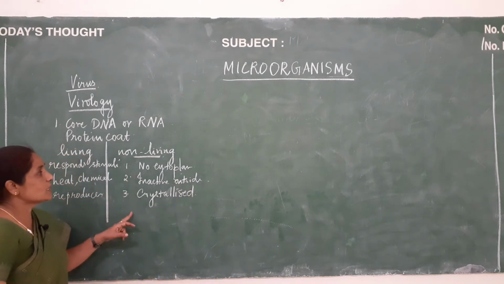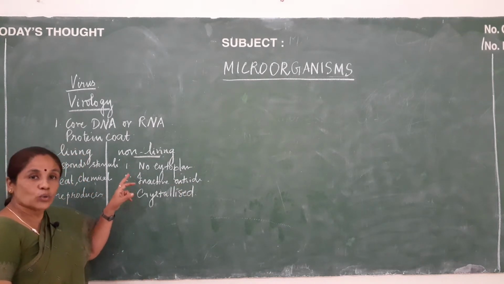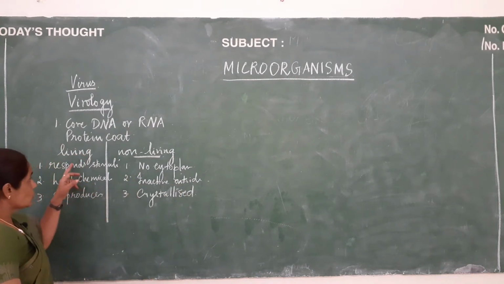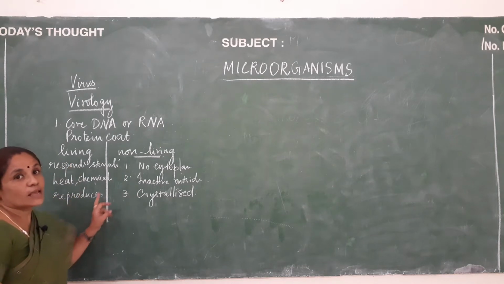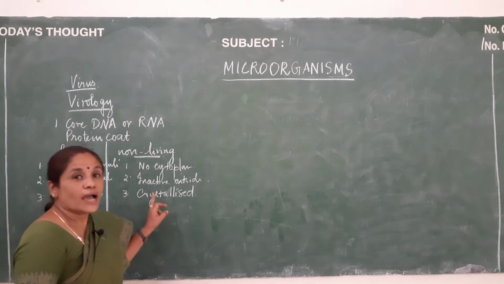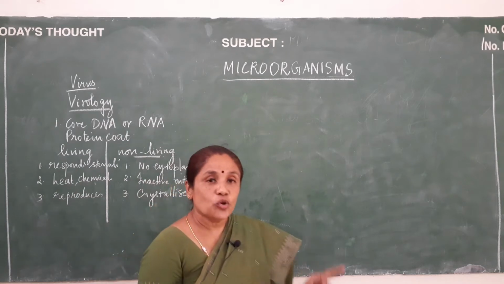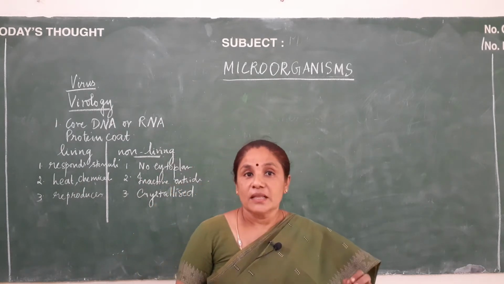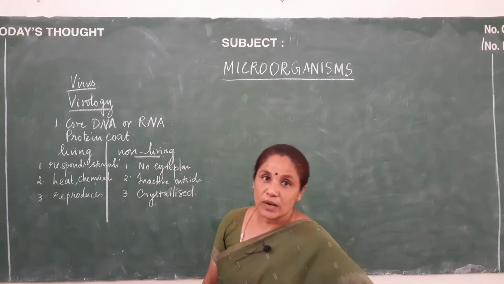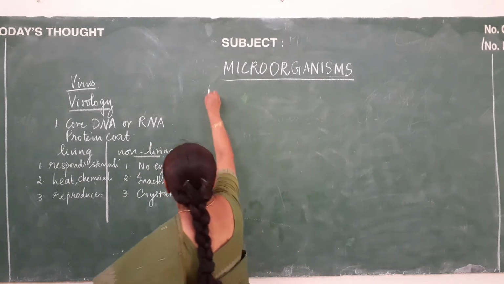These 3 points indicate that virus are also non-living, and it also exhibits living characters and non-living characters. And in virus, we have numerous shapes in it. That's all about virus. Next, we'll move on to bacteria.